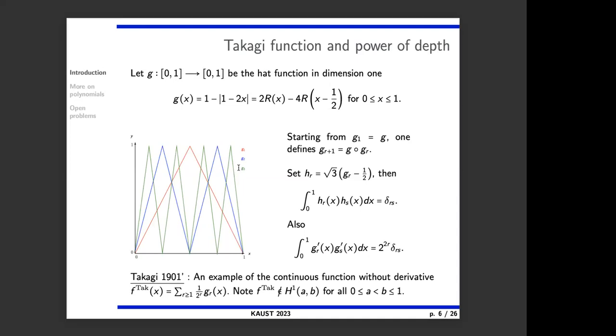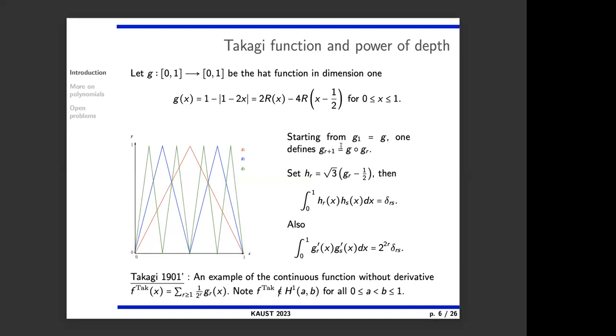And because you can compose functions, the composition of functions is allowed. Let's call it J1 equal J, and then J2 is J composed with J, J3 is J composed with J2, J4 is J composed with J3, and so on and so forth. And you get all the functions that are drawn here. The first one, J, is in red, and the second one is blue. And you see that they oscillate more and more.